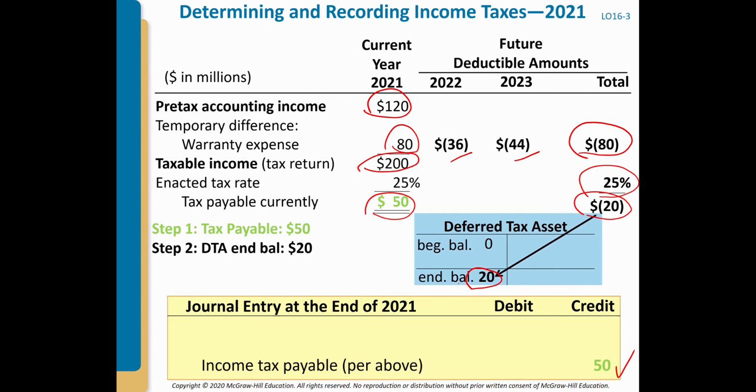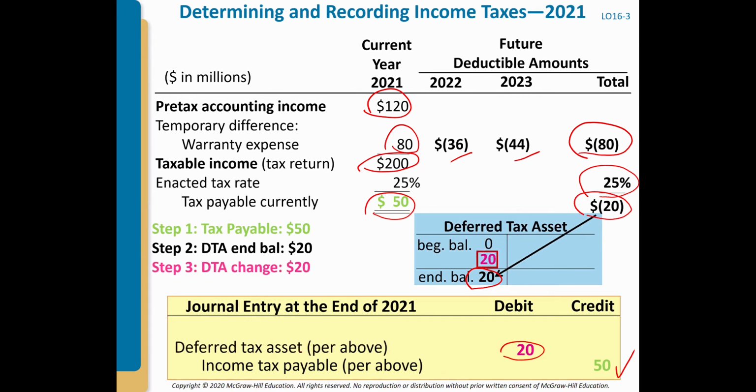Let's say the beginning balance is 0. To make it become 20, we debit deferred tax assets by 20. And then what is the last item? Income tax expense. Remember, income tax expense is always the balancing figure to match this journal entry. So that's how we get the income tax expense. This is the entry for the year 2021. Any questions at this moment?